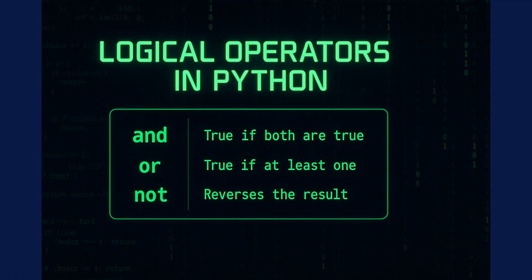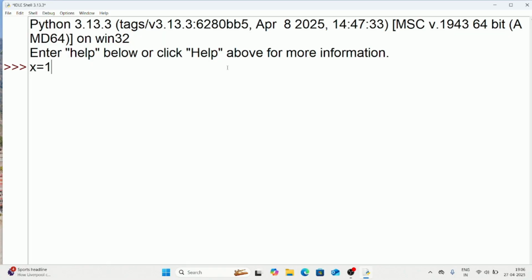We are moving forward with logical operators. When you need to check multiple conditions together, use logical operators. Suppose x value is 10, I am taking. Suppose you need to check whether x is present between 5 and 15 or not. Then you need to write x is greater than or equal to 5 and x should be less than or equal to 15. Then you can see you are getting true. That means it is present between 5 and 15.